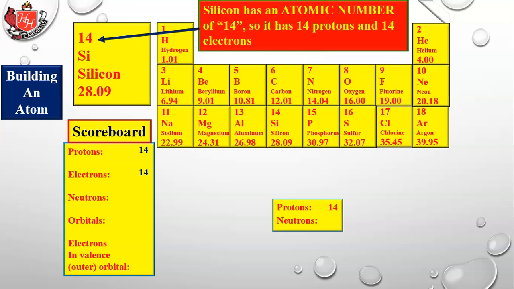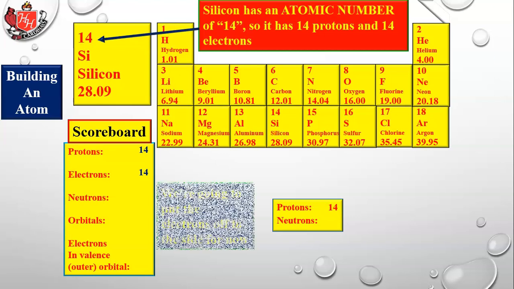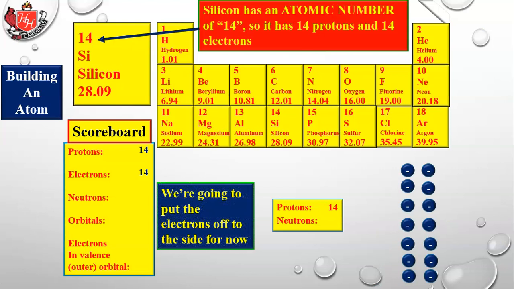All right, now the electrons. We write the number 14 rather than drawing 14 circles with plus signs because that would be a little unwieldy. However, the electrons, we do need to actually draw them, so we're going to put them off to the side for right now. So there's 14 electrons over there.